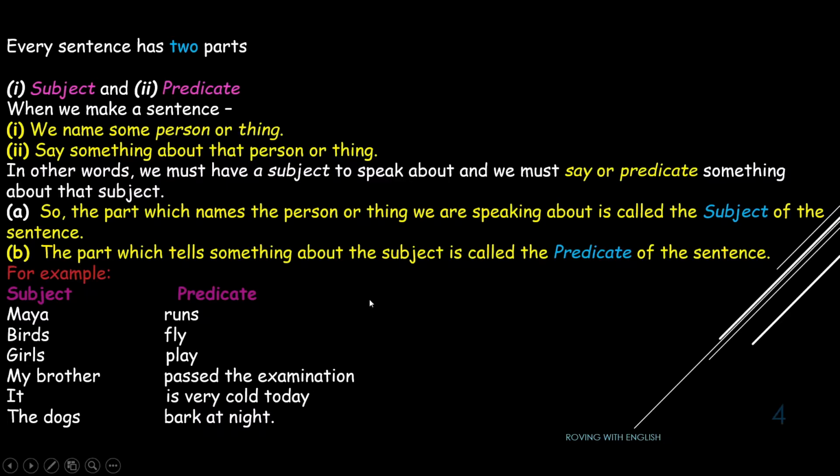For example, here the subject is Maya. Predicate is runs. Maya runs. Birds, subject, predicate fly. Subject girls, predicate play. Similarly, my brother, subject, predicate is passed the examination. My brother passed the examination. It, subject, predicate is very cold today. Subject, the dogs, predicate, bark at night.